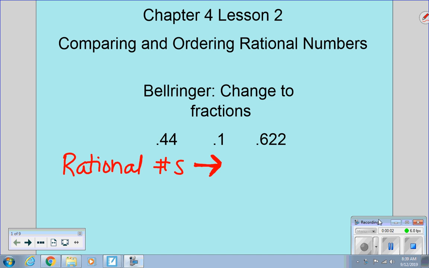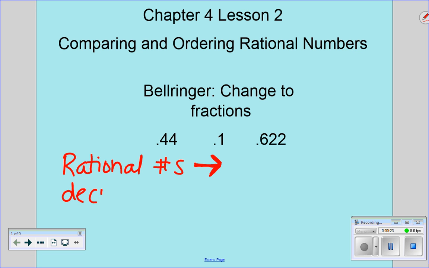Right, anybody got a guess what a rational number would be? You've been dealing with them already. Anybody got a guess? Take a guess. Not quite. So an example of a rational number would be a decimal. A decimal, which is a terminating or repeating decimal, are rational numbers. You know what I mean by TRR, terminating or repeating.